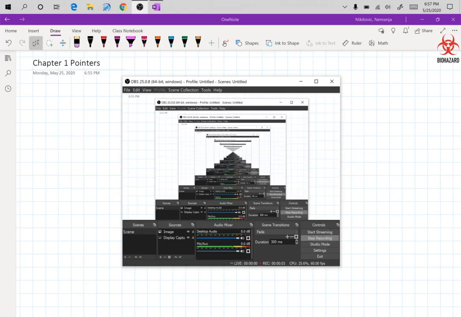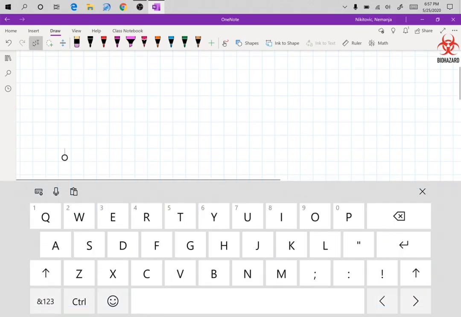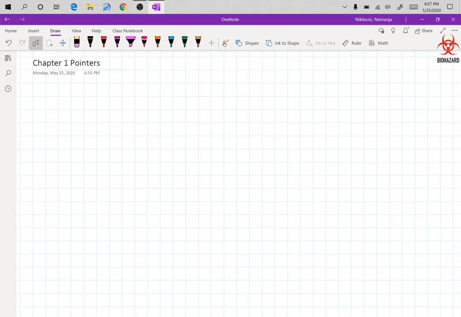Hello and welcome to Differential Equations, Chapter 1, pointers, shenanigans, stuff, whatever you want to call it. I'm just going to give you a few pointers for not just Chapter 1, but also for the future. Talk a little bit about differential equations, put some things in context for everyone.